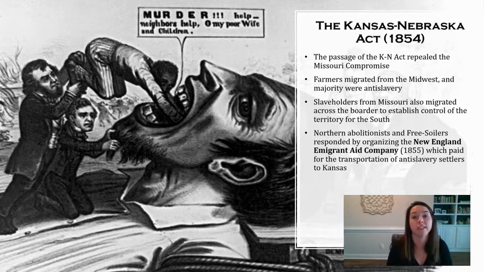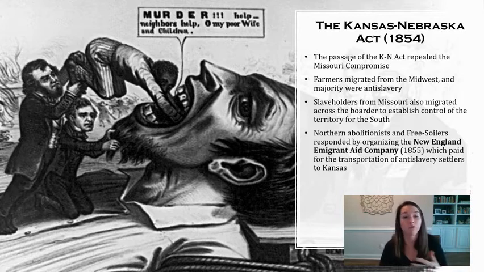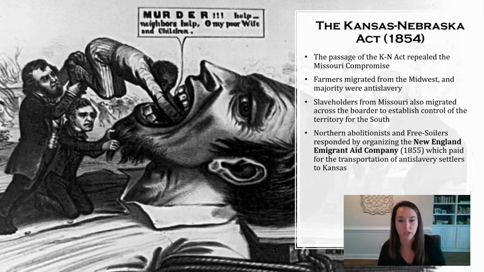Now, popular sovereignty is the rule of law in those territories. Now, most of the people that lived in Kansas at this point in time were free soilers, right? Kind of consistent with everyone else that had moved into those Western territories. They're mostly farmers from the Midwest. Most of them are anti-slavery.